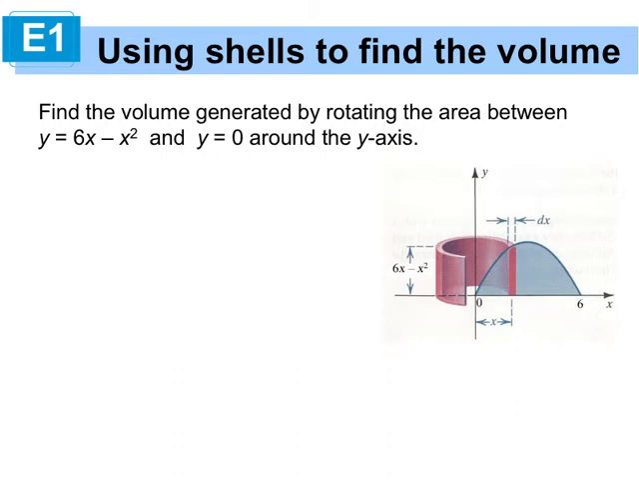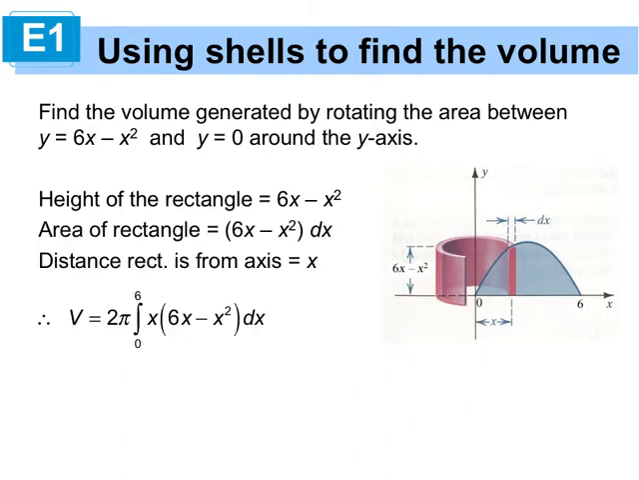Again, remember our rectangles are sliding along the x-axis, so we're going from 0 all the way to 6. That's x units away from the axis of revolution, and the area of the rectangle is 6x minus x squared times dx. Put all those puzzle pieces together, and we get that. So again, 2 pi out in front because we're doing a shell. We're taking shells from 0 to 6. The rectangle over here is x units away from the axis of revolution. There's the height of our rectangle. There's the width of our rectangle.